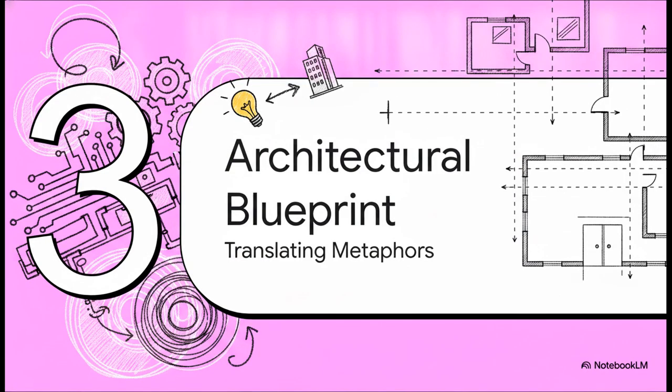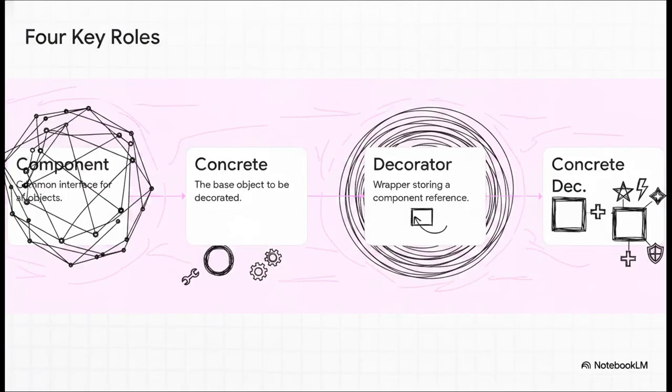All right, section 3, the architectural blueprint. Before we get into the exact architecture, let's quickly preload your brain with the 4 distinct roles that construct this pattern. First up, you need a component interface. That's the common ground for everything. Second, the concrete component, the actual base object you want to decorate. Third, the abstract decorator wrapper itself.